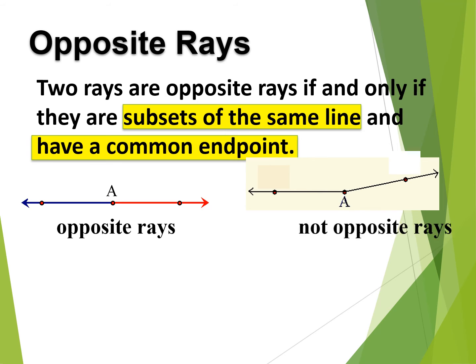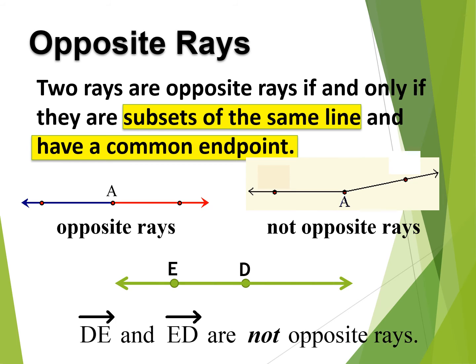So we have also here not opposite rays. Why? Though they have the same endpoint, point A, they do not form a line. Ray DE and ray ED are not opposite rays, because they do not have the same endpoints.